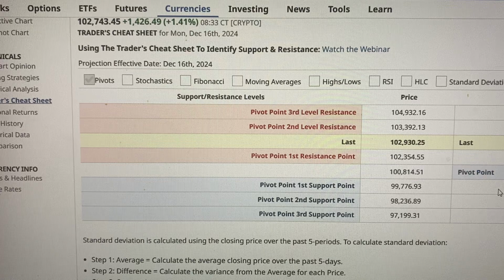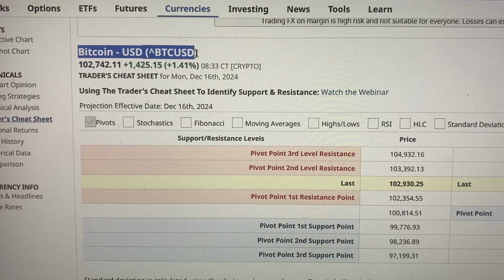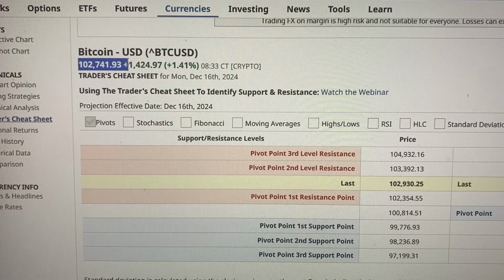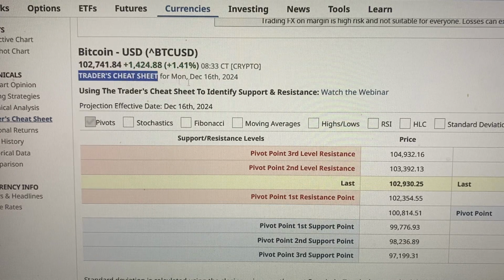And then if the price of Bitcoin goes, see, this is right now Bitcoin USDT, USD 102,000, so this price changes constantly. It's up 1,400 points today. But this is the trader's cheat sheet. All right, and this updates dynamically every day.